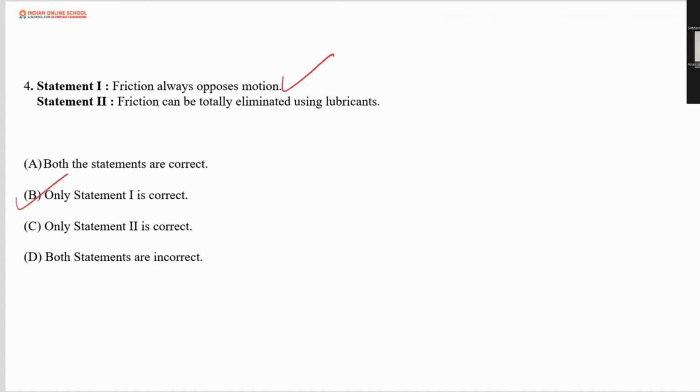Get it? Yes, ma'am. Okay. And one last thing, what is limiting friction? Maximum limit of static friction is called limiting friction.